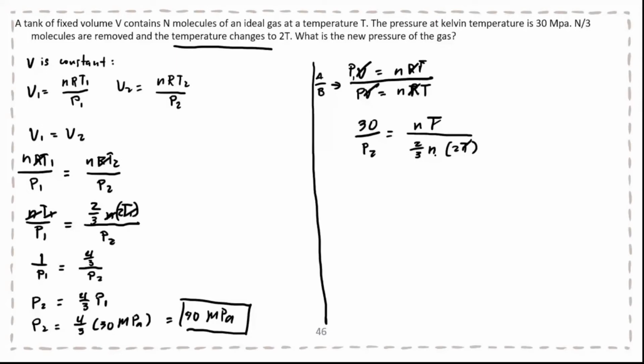So, cancel, cancel, cancel, cancel. So, we have 30 over P2 is equal to 1 over 4/3. So, your P2 is also 4/3 of 30. So, P2 is equal to 40 MPa.